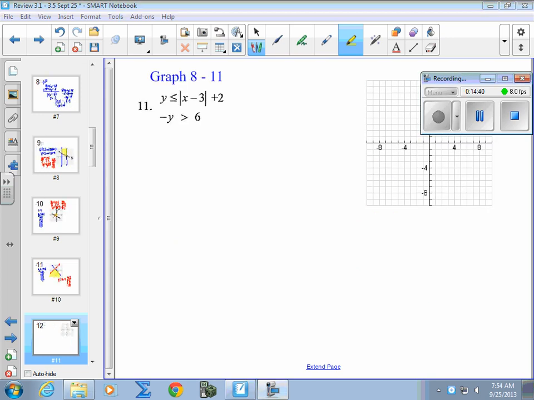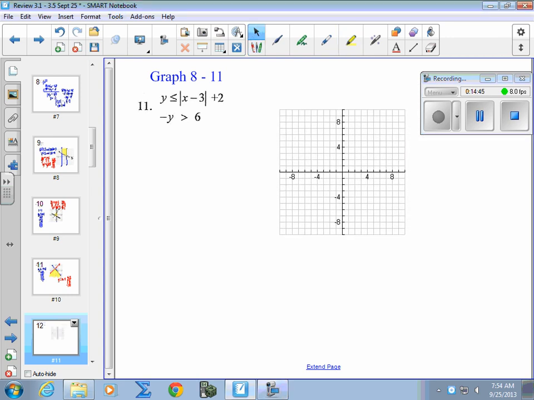All right, so we're on to problem number 11. First of all, you should recognize that y is less than or equal to the absolute value of x minus 3 plus 2 is an absolute value function and should be in the shape of a V. So the first thing we want to do is take x minus 3 and make it equal to 0 to find the first point we would plug in to find the vertex of that particular function. So we get 3 and 2.